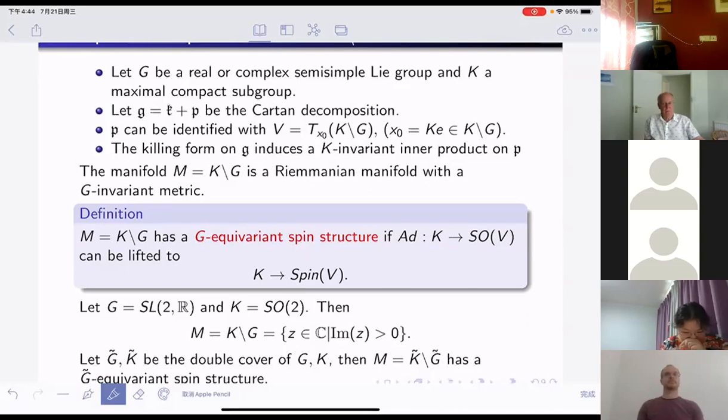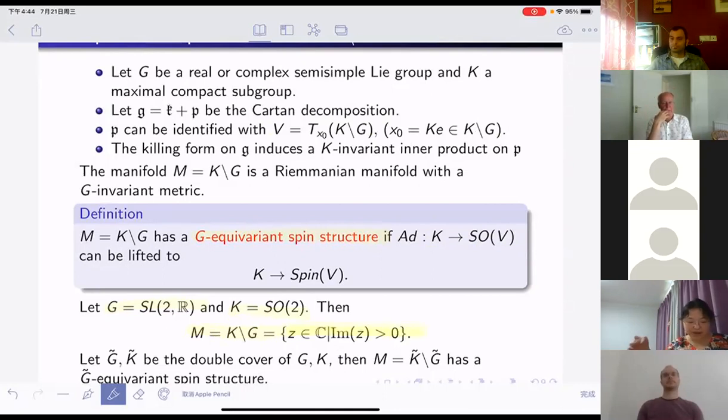And I want to give an example. How do we usually avoid talking about this? One can always consider a double covering. So here is an example. If G is SL(2,R) and K is the maximal compact subgroup, which is SO(2), then we see that G mod K is identified with the hyperbolic plane, the upper complex half plane.